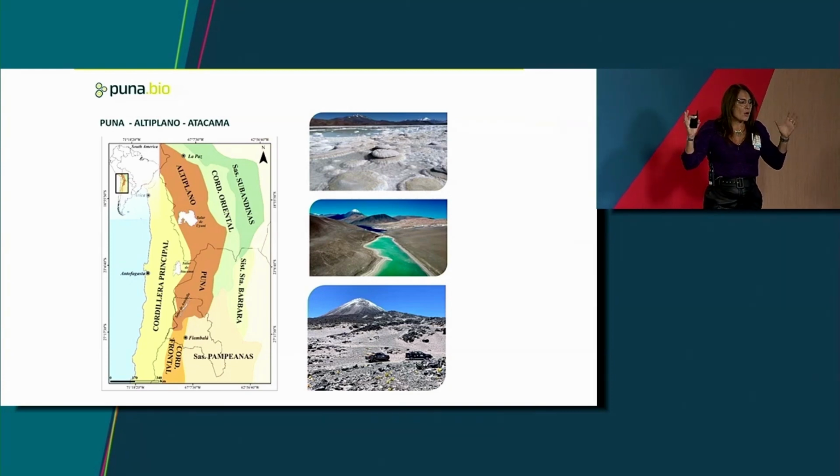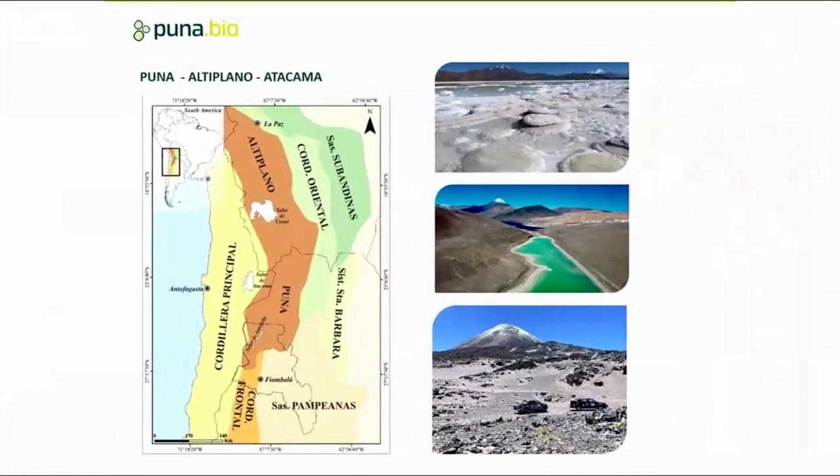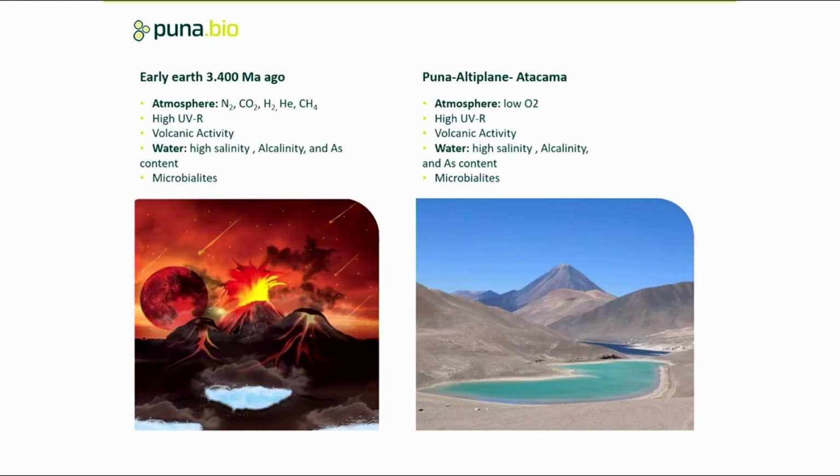This is a closed basin surrounded by active volcanoes which are still influencing the geochemical and chemical situation of all the brines and lakes there. We are placed at more than 4,000 meters above sea level, up to 6,000 meters. This place presents a lot of situations that are similar to the early Earth, because they are surrounded by active volcanoes. Remember, the early Earth was still forming and there was a lot of volcanic activity.